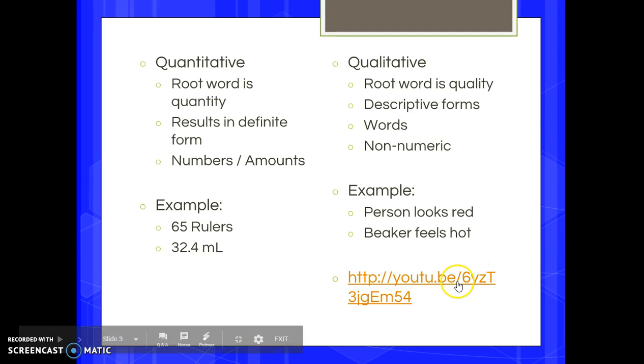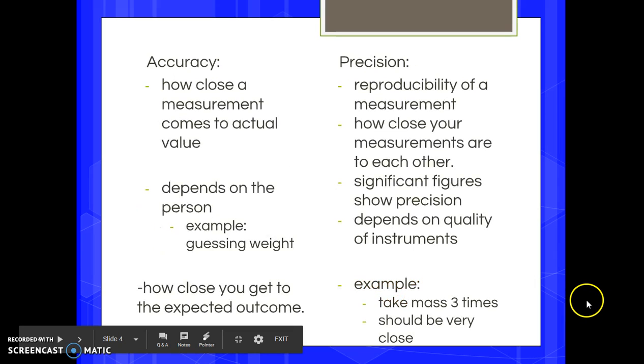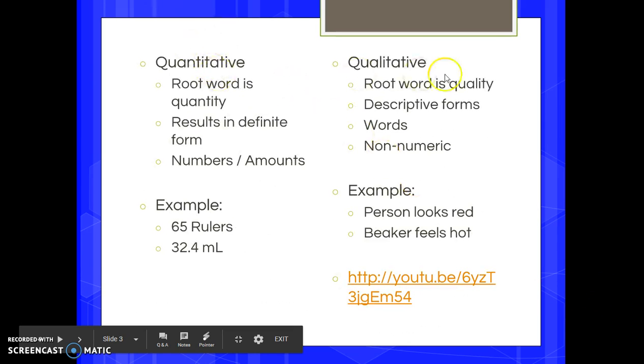In class, we're going to watch this video clip, so you do not need to watch it right now. We will watch it in class. So that concludes quantitative versus qualitative.